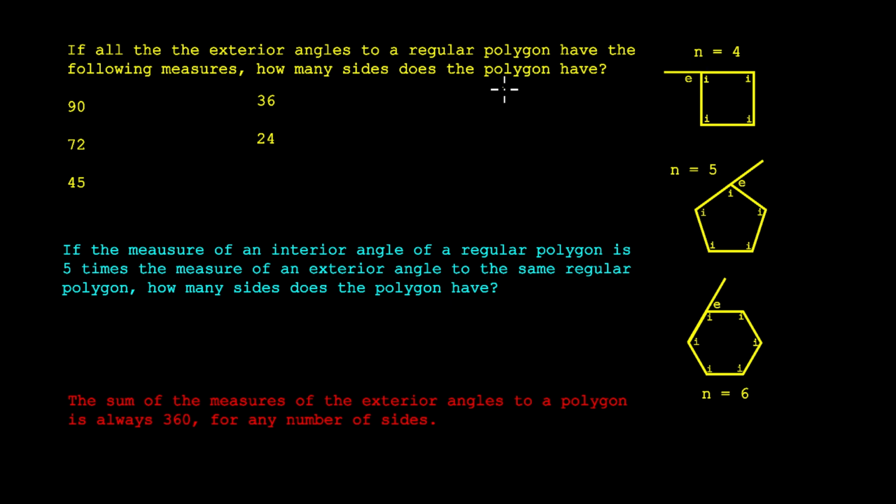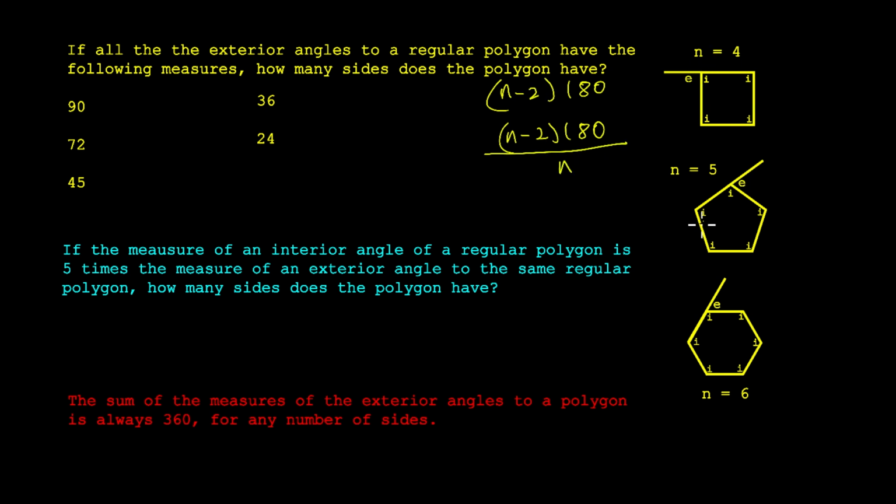have the same measure. So first, let's remember that the number of degrees in a polygon is n minus 2, where n is the number of sides, times 180. So then the measure of each interior angle of the polygon is n minus 2 times 180, just like before, over n, the number of sides.